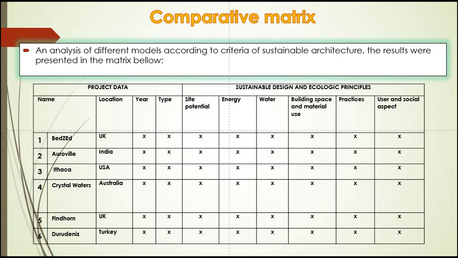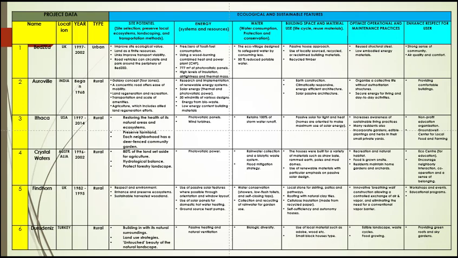The comparative matrix is an analysis of different models according to the criteria of sustainable architecture. The results were presented in the matrix table. It presents different projects and the data of each project, location, year and type, and for criteria and parameters of ecological buildings, sustainable design and ecological principles are cited in the Y dimension. So we go to the matrix right now. Each project is presented with its type, urban or rural, and a variety of parameters.